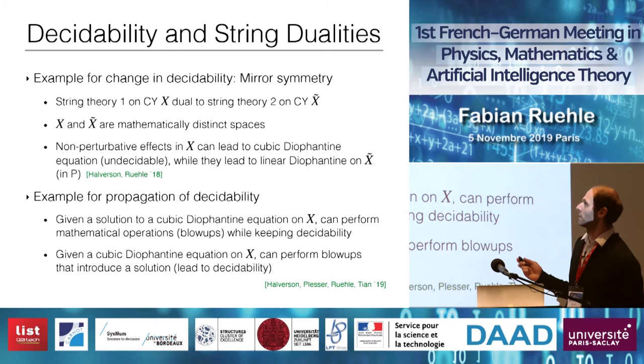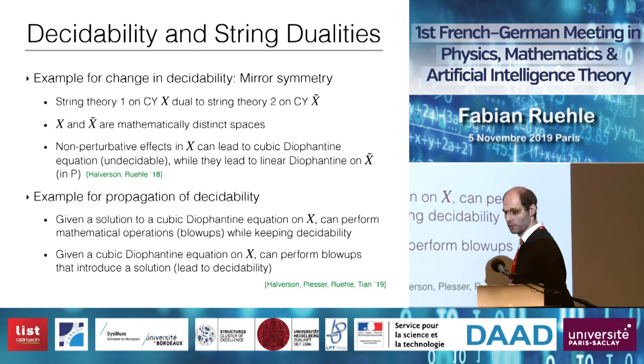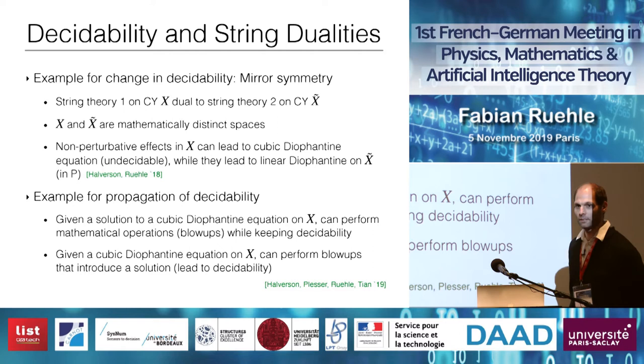As it turns out, if you want to solve non-perturbative physics, some effects that occur there on X, you have to solve a cubic Diophantine equation. This is in general undecidable. If you do this on X-tilde, and X-tilde has a specific property, then the cubic Diophantine equation you have to solve becomes a linear Diophantine equation on this other space, and linear Diophantine equations are in P by the triple L algorithm. So if you can solve the problem here instead of here, you have turned an undecidable problem into something you can solve in P.